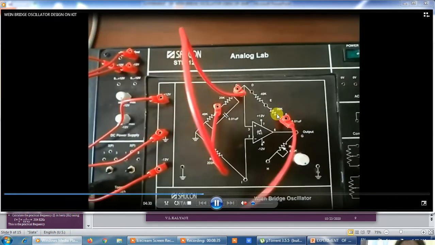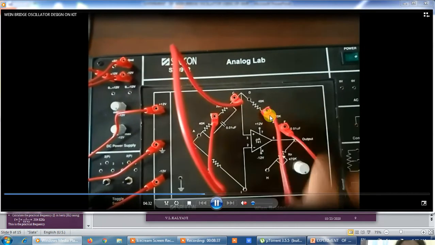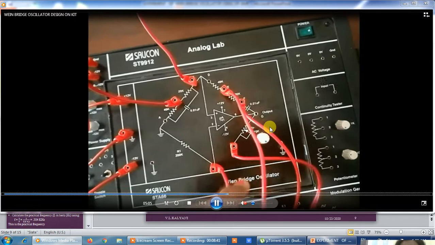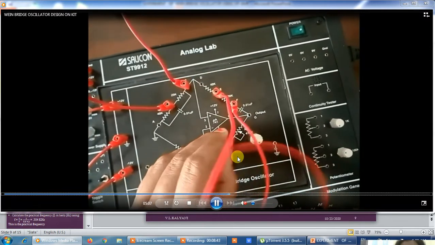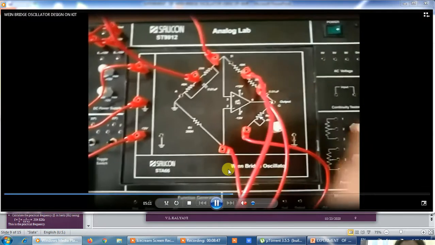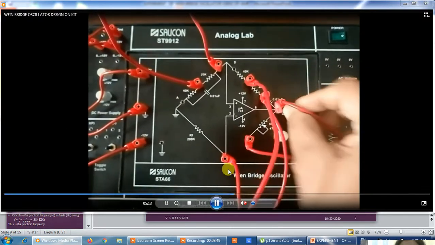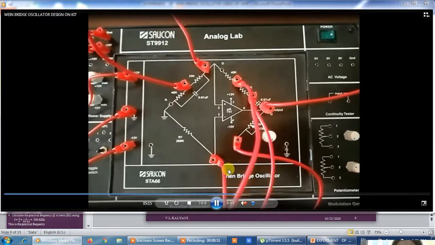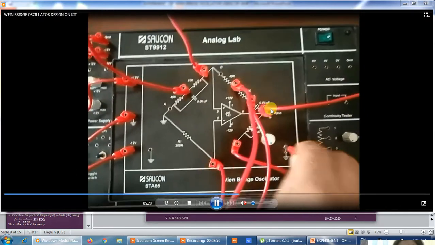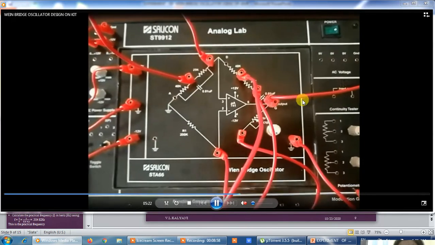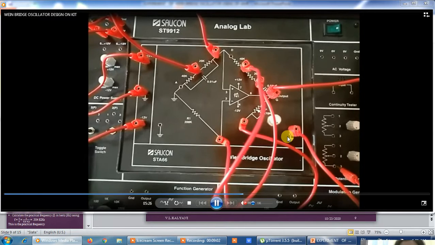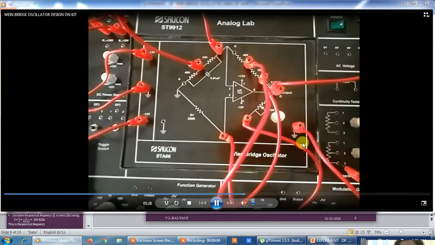Similarly, connect the connections like this, and here connect these test points like this. Now this is your output. You have to connect this output terminal to the channel of the CRO, and this is your ground terminal, and you have to connect this.